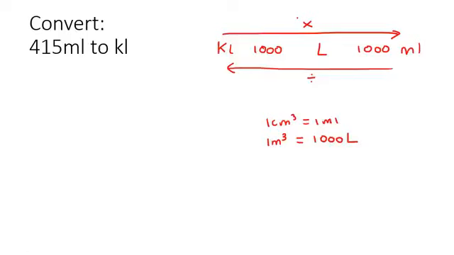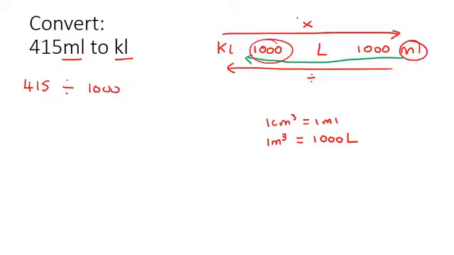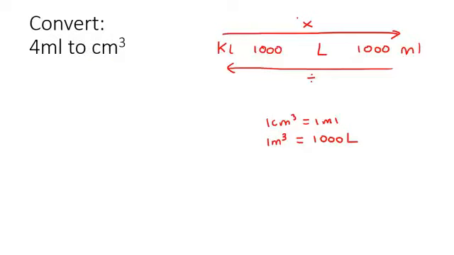Now we're going from milliliters to kiloliters. So we're going from here all the way to here. We're going to say 415, then divide by 1,000 for this first part, and then divide by another 1,000. And if you had to work that out, you end up with 0.000415 kiloliters.